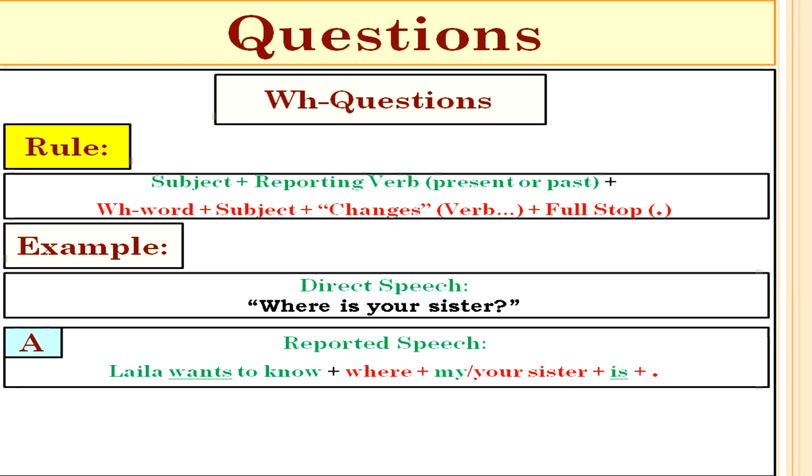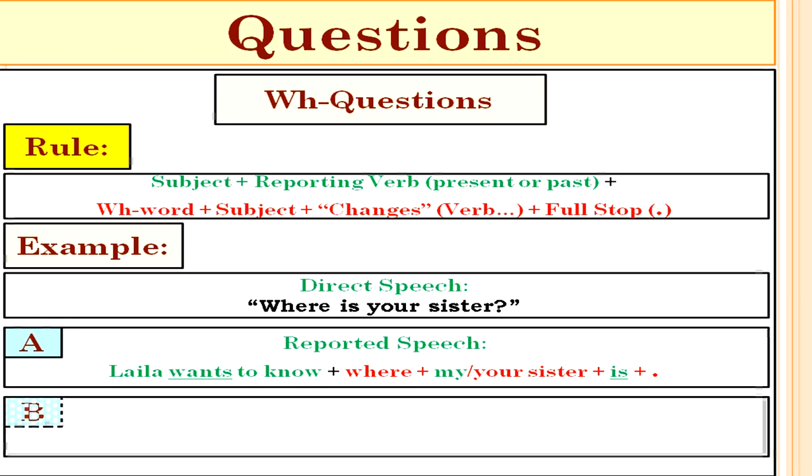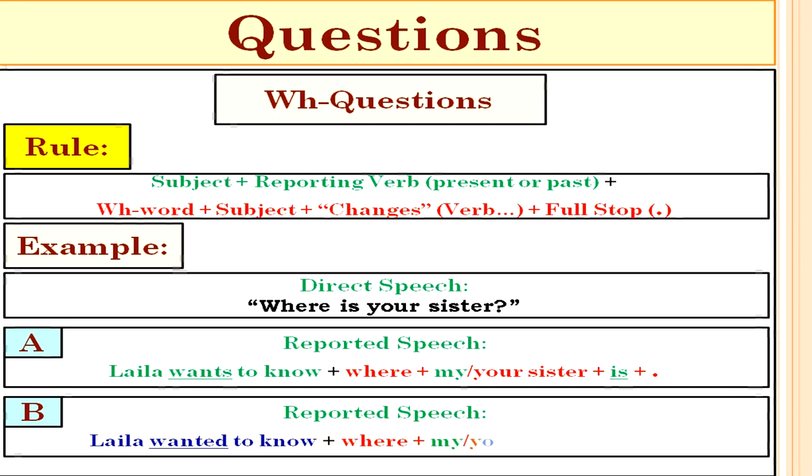In the second case, we have the reporting verb in the past tense, and the sentence is Layla wanted to know, plus the WH word, which is where, plus your sister or my sister, plus the other changes. Here, the reporting verb is in the past. So the verb is, we need to change it. It is here in the question in the simple present. So we change it into simple past and it becomes was. And finally, we have the full stop.